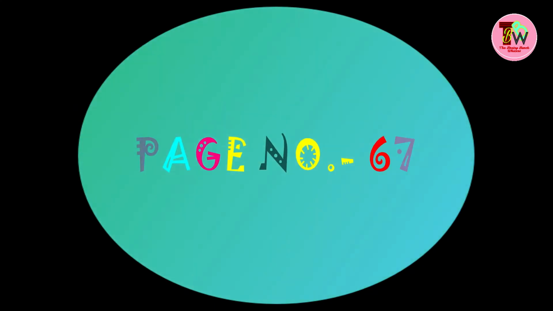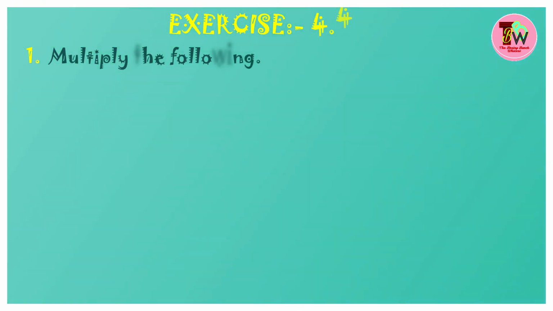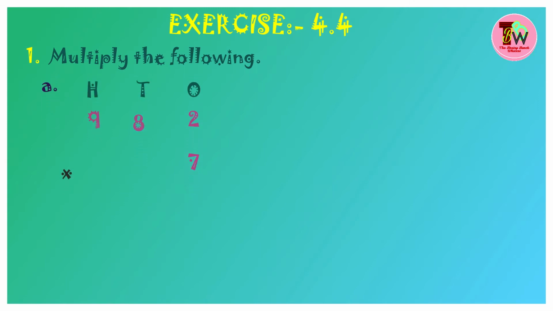Now we will do exercise 4.4. Please open page number 67. Question number 1. Multiply the following. Question number A. 982 is multiplied by 7.